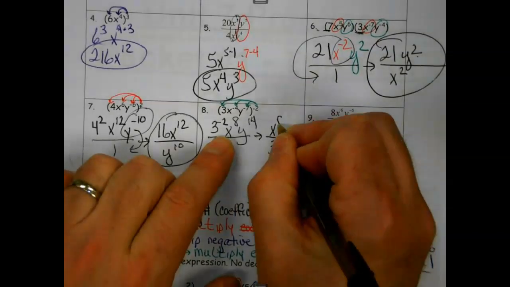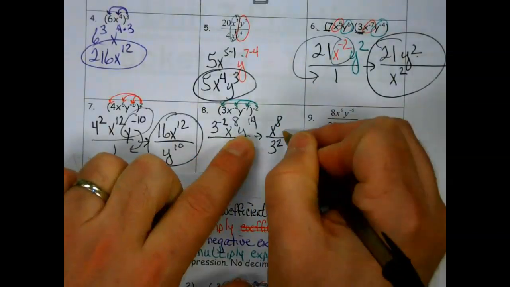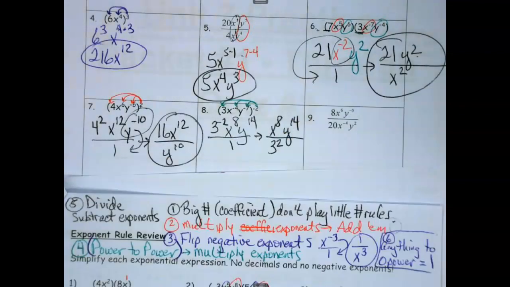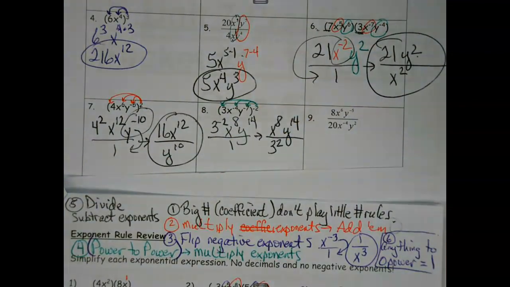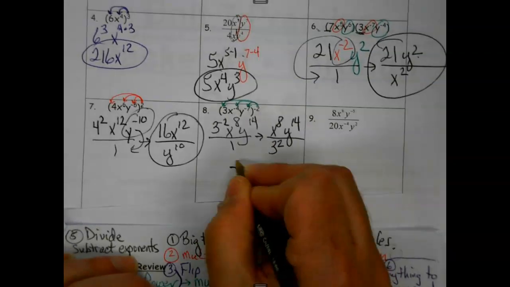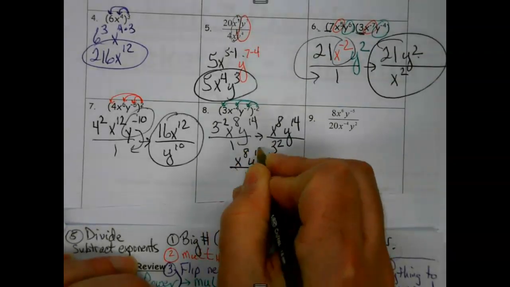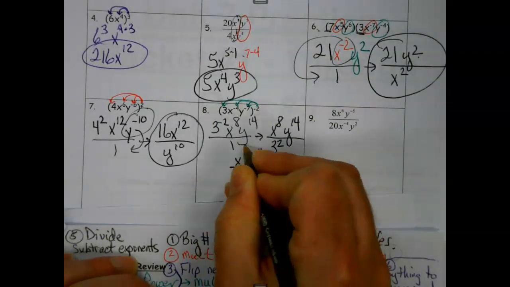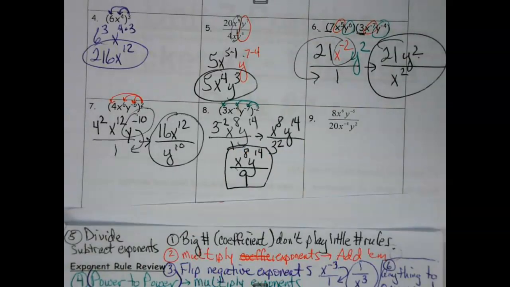X to the 8th is playing by the rules. We'll leave it alone. Y to the 14th is playing by the rules. I'll leave it alone. You're like, I don't see any more negative exponents. I'm done. If it's a number, I want you to simplify it, though. So 3 to the second power, 3 times 3 is 9. Okay? No negative exponents. And we're set.